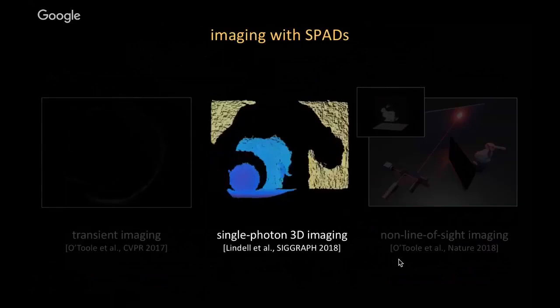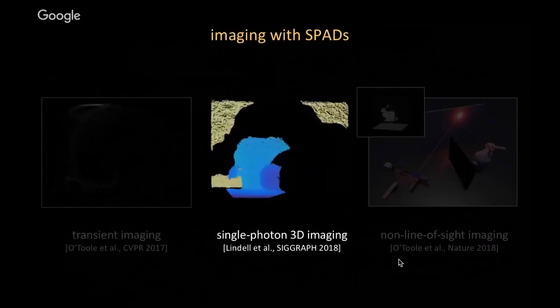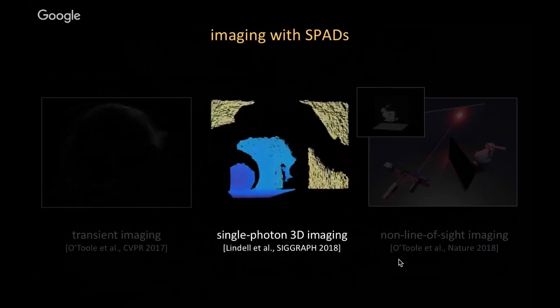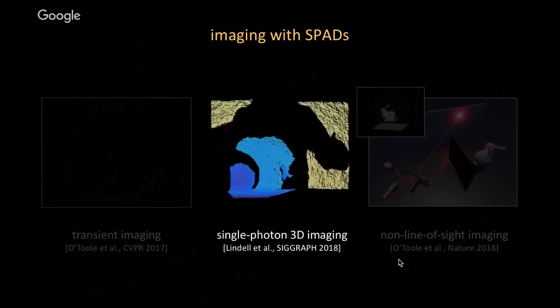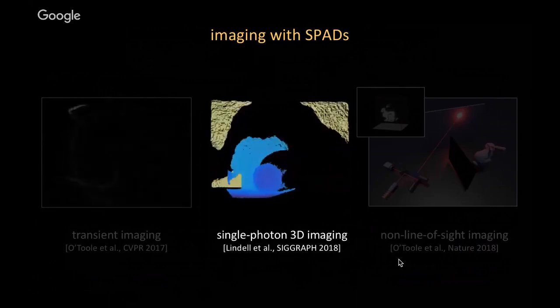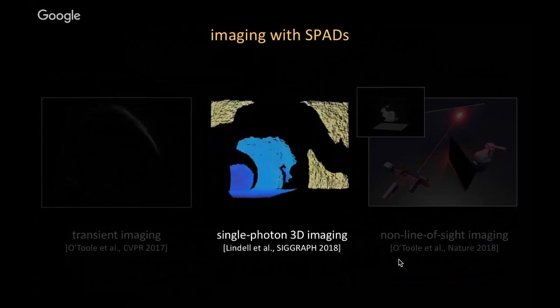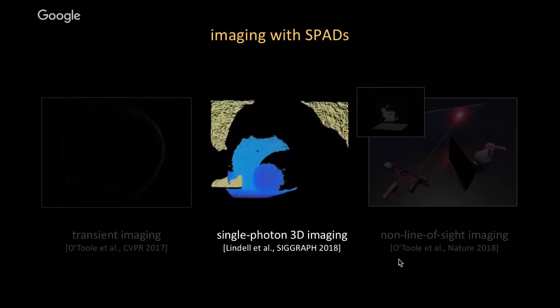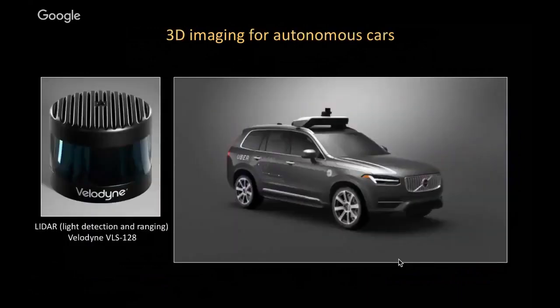So we can use these transient images for a number of different applications, but I'm going to focus on using these transient images for capturing shape. And I'm going to do it in these two contexts. One is trying to capture shape where you only have about one photon of information coming back per pixel on average. And another case where we want to, in the case of non-line-of-sight imaging, image objects that are hidden from sight. So let's start with these single photon 3D sensors.